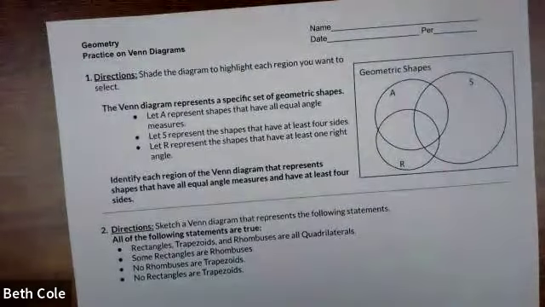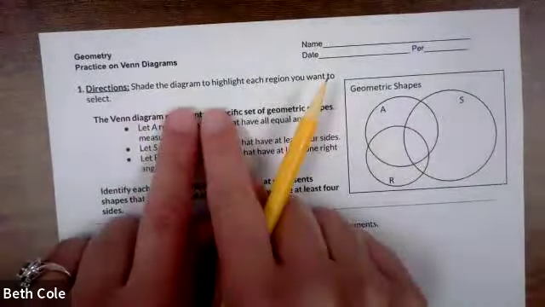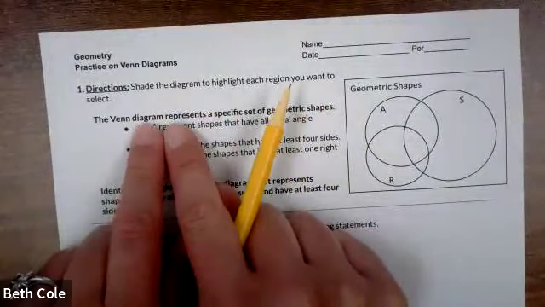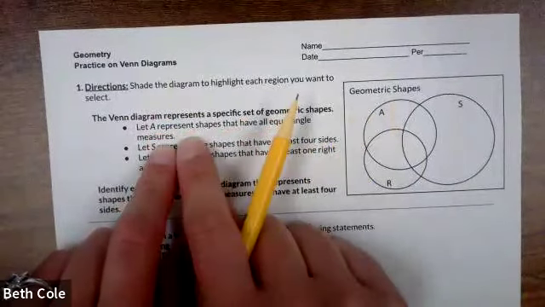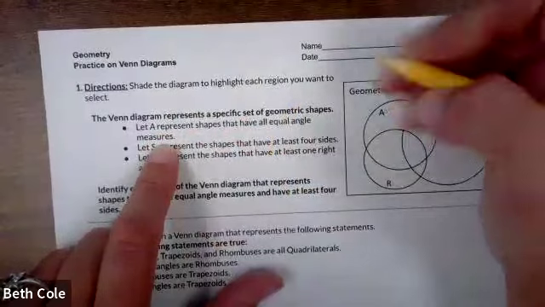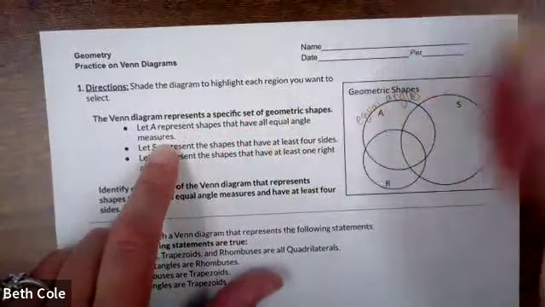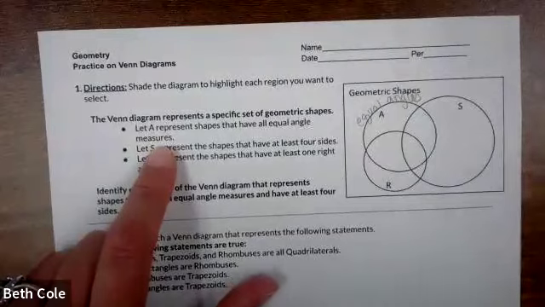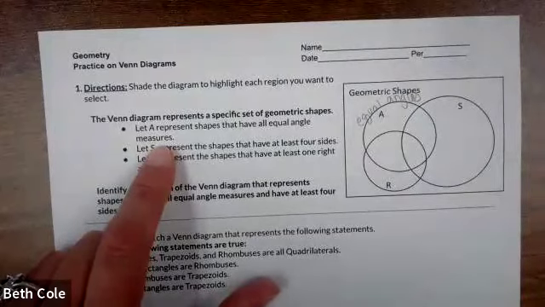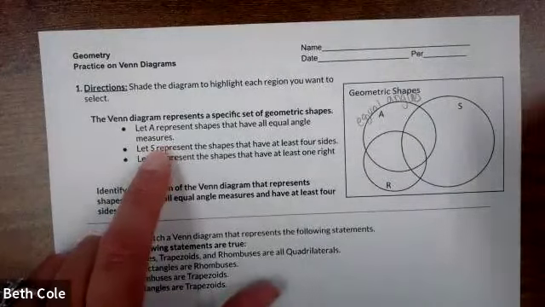All right, so we're looking at this one over here. We have A, R, and S. So we want to shade in here. Let's read. The diagram represents a set of geometric shapes. A is shapes that have equal angle measures. So that's this one. I'm going to write equal angles for that one. So A is equal angles. Ms. Cole, do I have to do that? Technically, no, but I like to label so that I know what I'm talking about because I'll forget what each letter stands for if I don't write it. It's not required work, but it helps you do the problem.